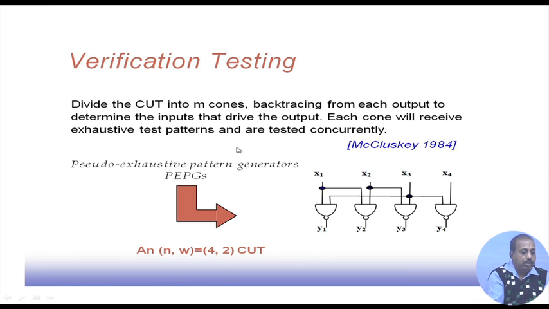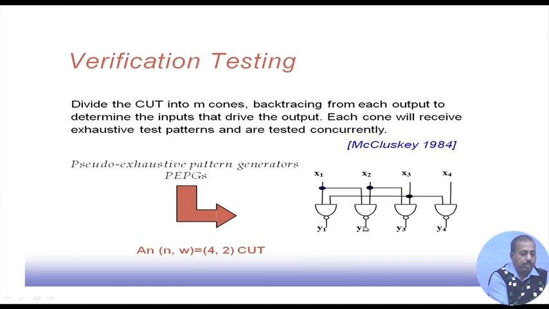So, what is happening is that, in this particular case, we have a 4-2 circuit, where n is the number of inputs and w is the maximum dependency. If you look into this circuit and take the y1 output, you see that it is getting input from x1 and from x3. So, for testing this gate exhaustively, I need exhaustive patterns only at x1 and x3.